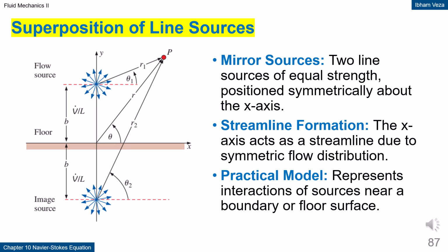Superposition of line sources. Two line sources placed symmetrically about an axis produce a symmetric flow field. In this configuration, the axis of symmetry acts as a streamline. This means no flow crosses that line. Such models are often used to represent wall or floor effects using the method of images. This approach is very useful in many near-boundary flow problems.